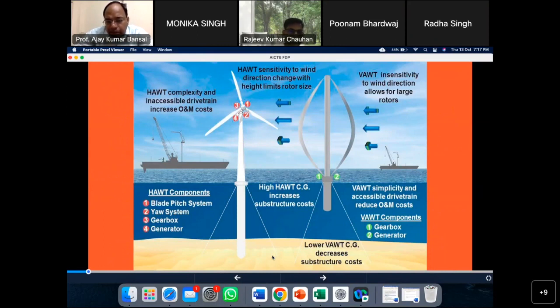Generally, we have two types of wind turbines. One is the horizontal axis wind turbine, and nowadays a second type has come, the vertical axis wind turbine. In a horizontal axis wind turbine, the blades are rotating in the air, but in a vertical axis wind turbine the rotation is around the turbine main shaft, and it is very simple and accessible, and it will reduce the operating and maintenance cost of the system.